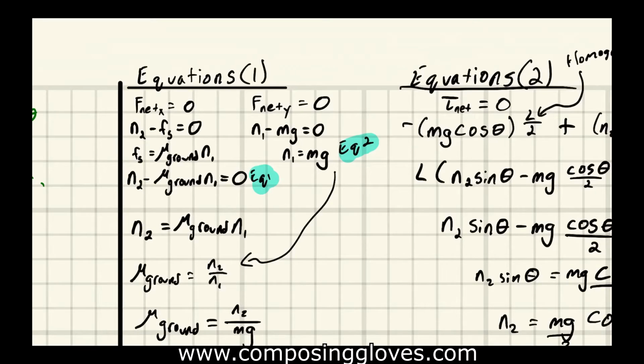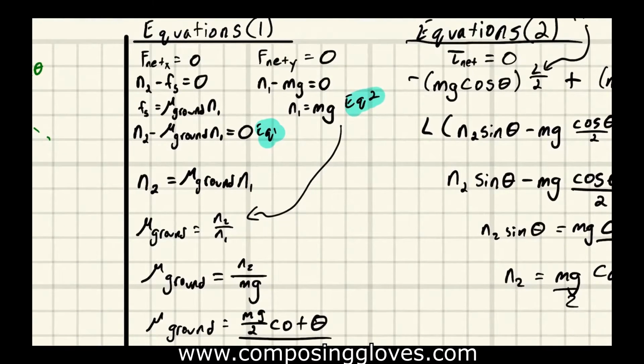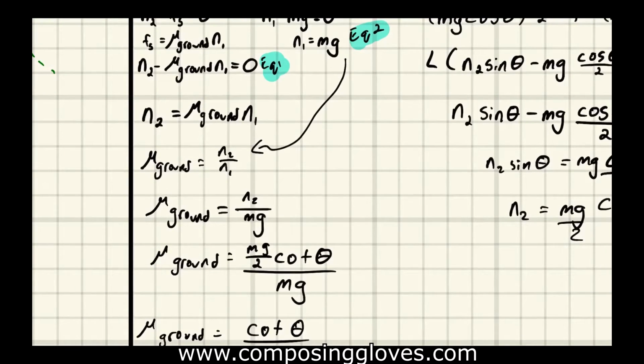And so now that we know this, we can come over to our old equation and say, well, let's just replace N1. So now we've got mu sub ground is equal to N2 over mg. And so we actually know mg, but we don't know N2. So we're still stuck. There's no way to find N2 from any of this stuff without having two unknowns, because we don't know mu ground or N2.